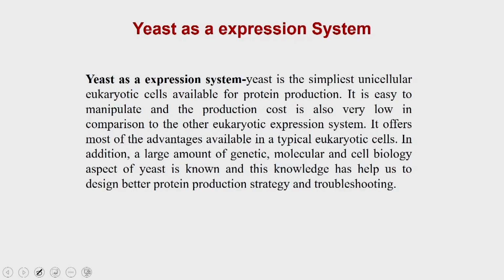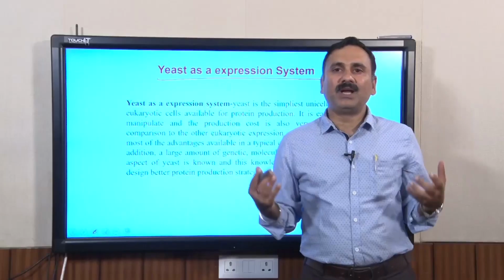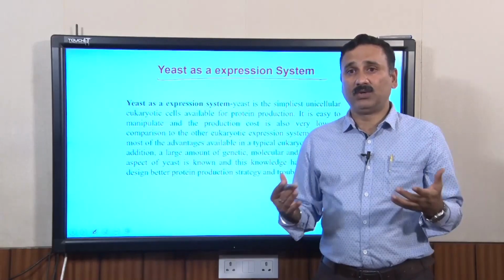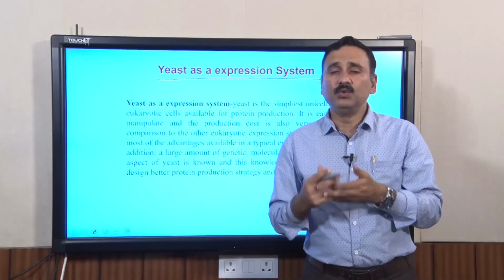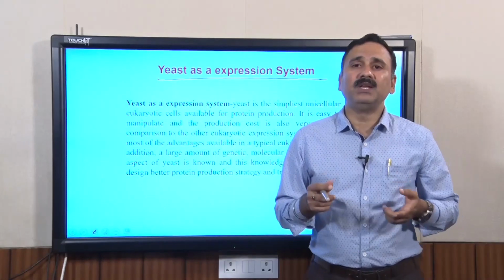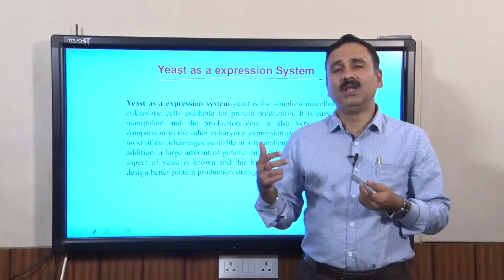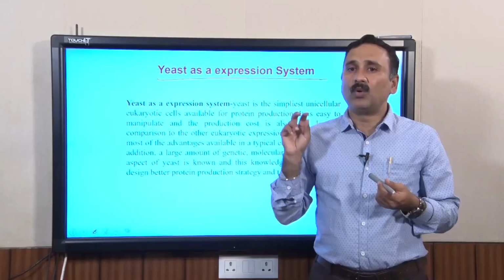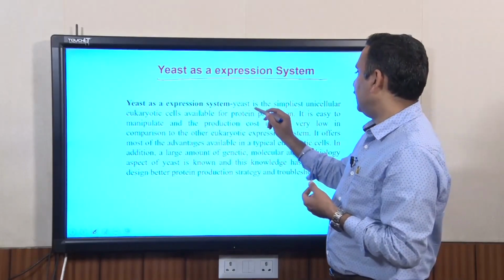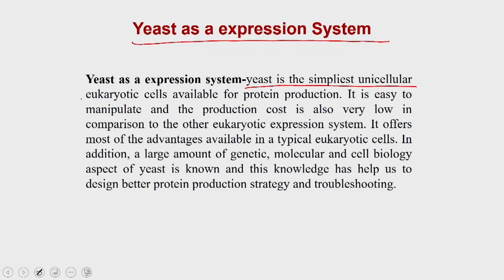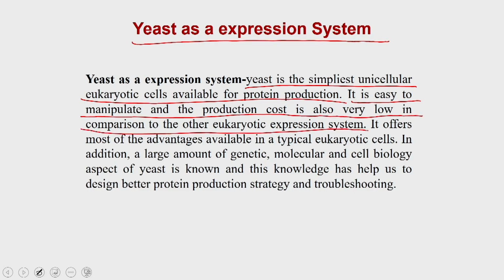In the list we have the next expression system, which is yeast as an expression system. Yeast is the simplest unicellular eukaryotic organism which you can use for overexpressing those proteins which will not overexpress nicely in the prokaryotic system. It is easy to manipulate and the production cost is very low in comparison to the other systems.